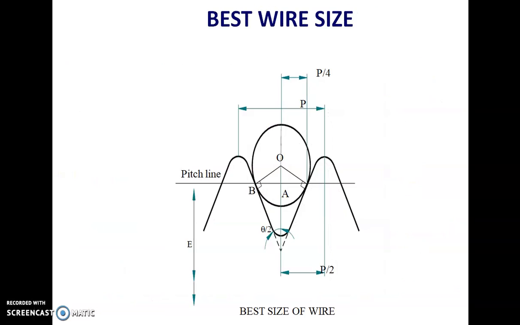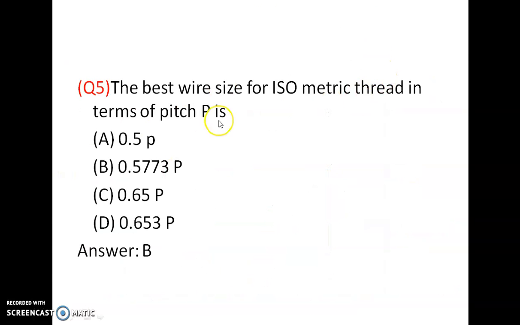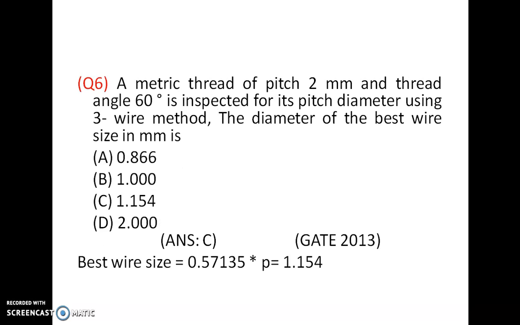Answer is C. The best wire size for a metric thread in terms of pitch is 0.5773 P, where P is the pitch. A metric thread of pitch 2 mm and thread angle 60 degrees is inspected for its pitch diameter using the 3-wire method. The diameter of the best wire size: 0.57 into P, so with pitch 2 mm, 0.57 into 2 mm equals 1.154 mm, which is greater than 1 but less than 2. The answer is C.